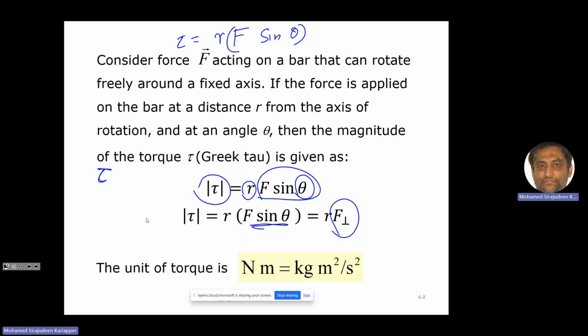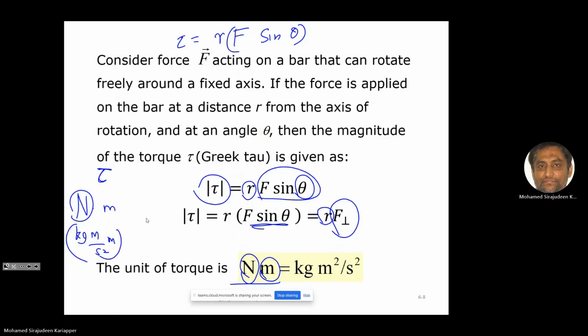What about the unit? Force is in Newton. This is in meters. So the unit will be Newton meter. But we can give it in terms of the basic units because Newton is not a basic unit. Newton can be broken into kilogram meter per second square, from Newton's second law, and meter. So in terms of the basic unit, it will be kilogram meter square per second square. But nobody uses that. We just say Newton meter. That's enough.